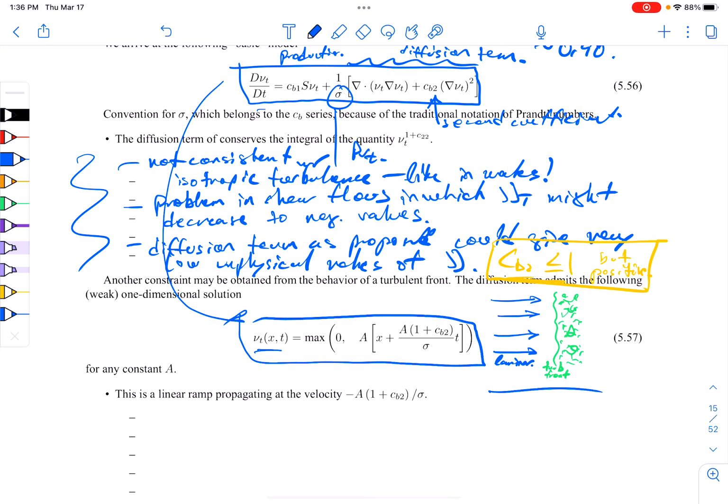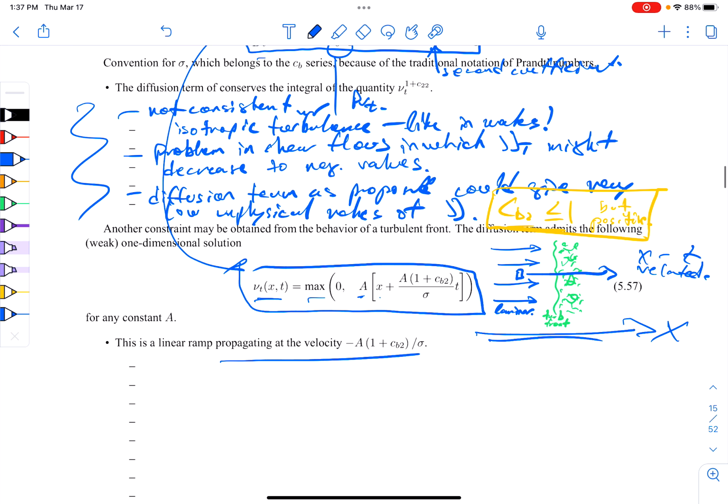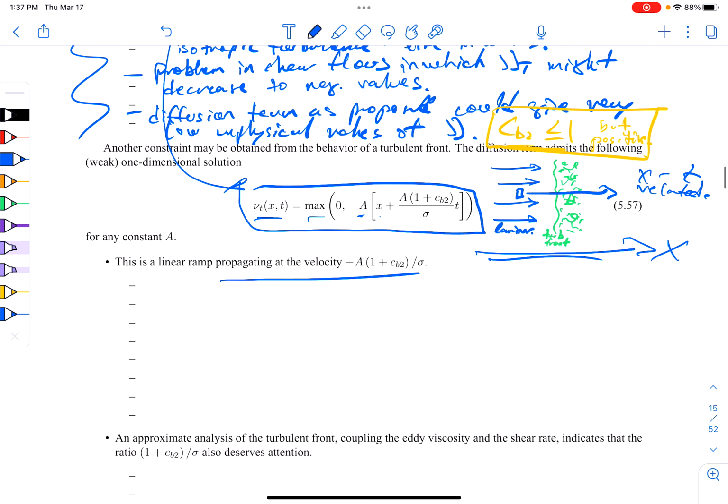But they showed eddy viscosity should go as something like, well, it should always be positive, so they put a max in here of some type of constant A times X, which is this direction, times X plus A, 1 plus CB2 over the turbulent Prandtl number times time, because there's a decay of this little fluid parcel going this direction. So X and T are related. And this is what they call a linear ramp function, because it's linear. And they made a few observations about it.